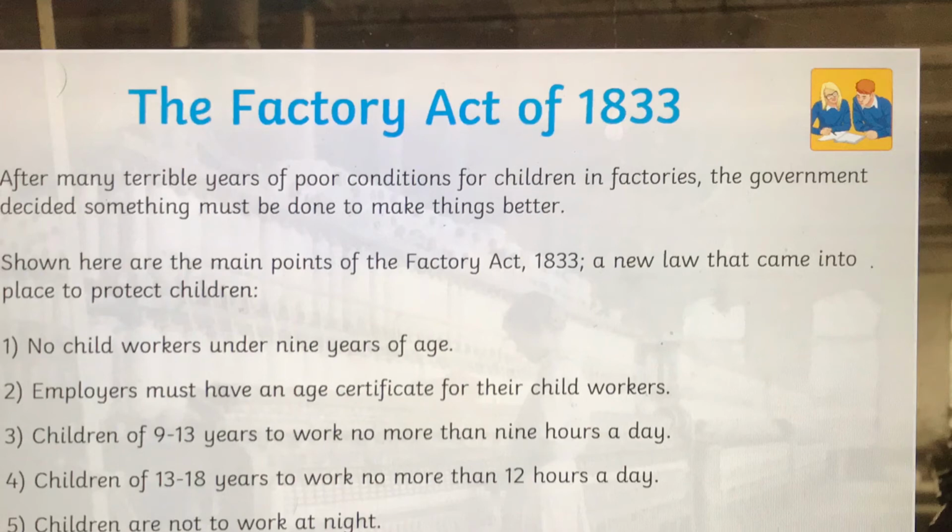Children from 9 to 13 years old would work no more than 9 hours a day. Children 13 to 18 years old wouldn't have to work more than 12 hours a day. Children cannot work at night. And 2 hours of school for the children every day. Now, the big part of this is 4 factory inspectors appointed to enforce those laws.